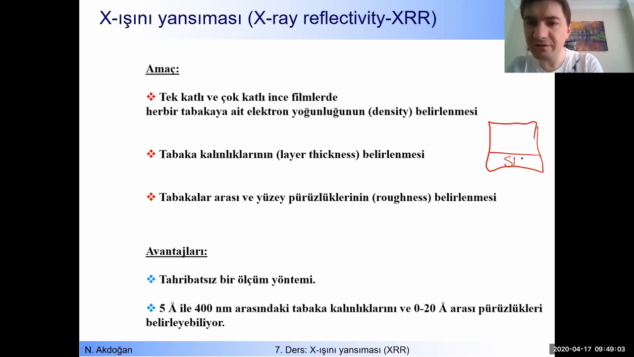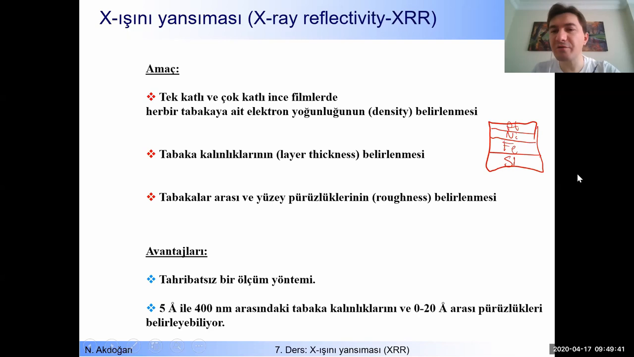So let's consider that this is a silicon substrate, and here you have iron, here you have nickel, for example, here you have platinum. So iron has a different electron density, nickel has a different electron density, platinum has a different electron density. You can find that information in the periodic tables on the internet, okay? So if they are pure iron, pure nickel, and pure platinum.